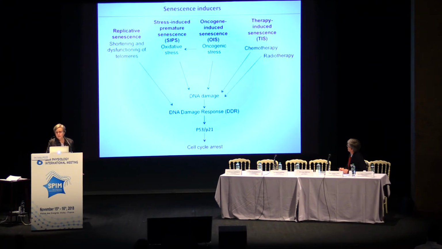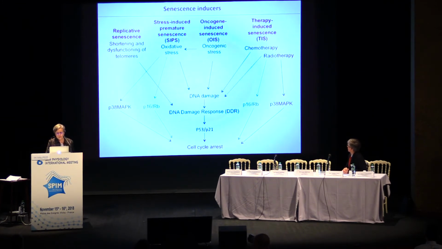The common point to all these subtypes of senescence is that there is a formation of DNA damage, and this DNA damage induces the DNA damage response pathway, which leads to the stabilization and activation of the tumor suppressor gene P53 and one of its targets, P21, which is a cell cycle inhibitor, and so leads to the typical cell cycle arrest of a senescent cell.